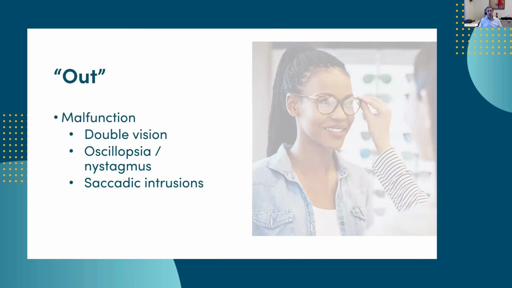Sometimes we have other conditions, less common, something called saccadic intrusions, where your eye will suddenly make a jerky movement, and then you can, for example, lose your place when you're reading, things of that nature. Next slide.